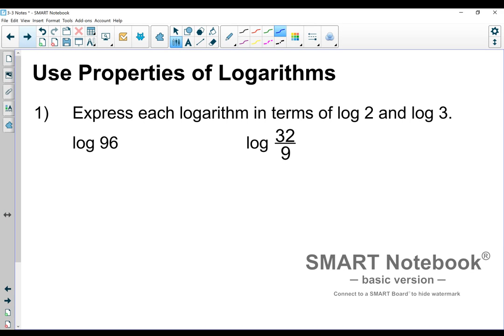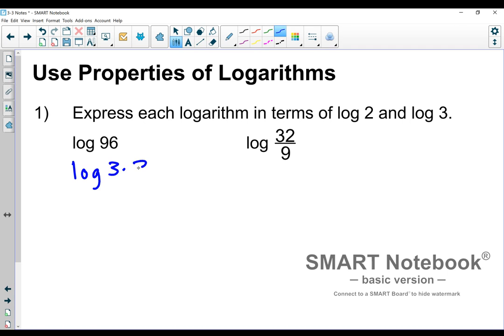So here's our first one. We want to take the logarithm of each number. In this case, we have 96 and we have 32/9, and we are going to rewrite them solely in terms of log 2 and 3. So that means we're going to be taking, like for the first one, 96, and breaking it down into 2s and 3s, and then trying to use those log properties to really separate it out. So I happen to know that 96 is divisible by 3, and this is not the only way to start this. It just seems like an easy way to me.